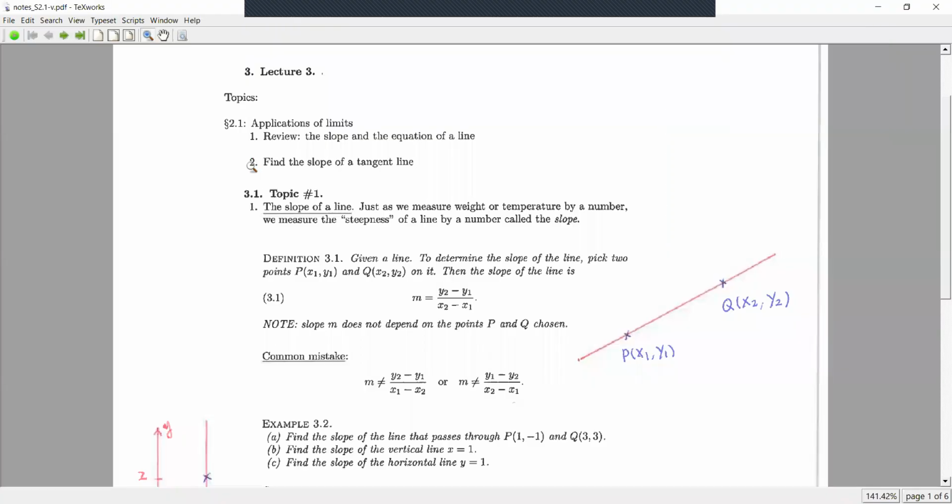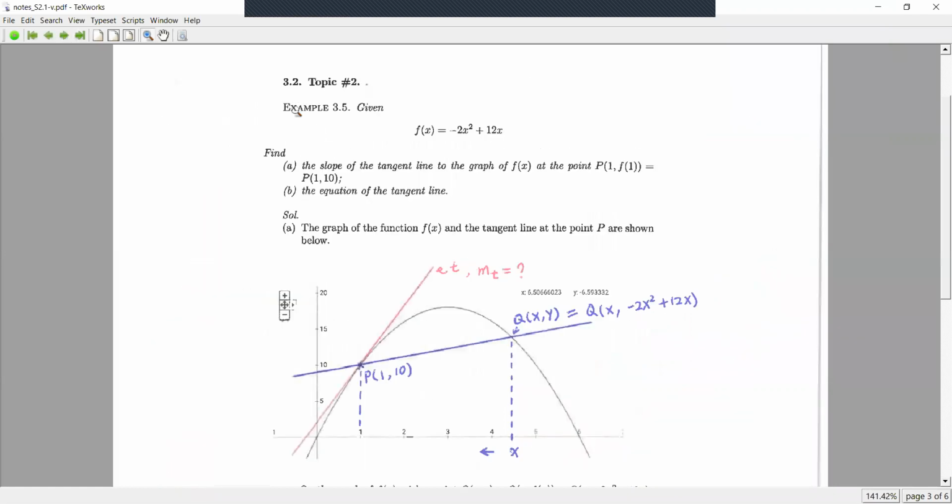The second topic today, find the slope of a tangent line. About this topic, I want to show you 2 examples. Example 1. Consider this function. This function is a polynomial of degree 2. The graph of a polynomial of degree 2 is a parabola. Because the leading coefficient of this function is negative, this parabola is open downward.